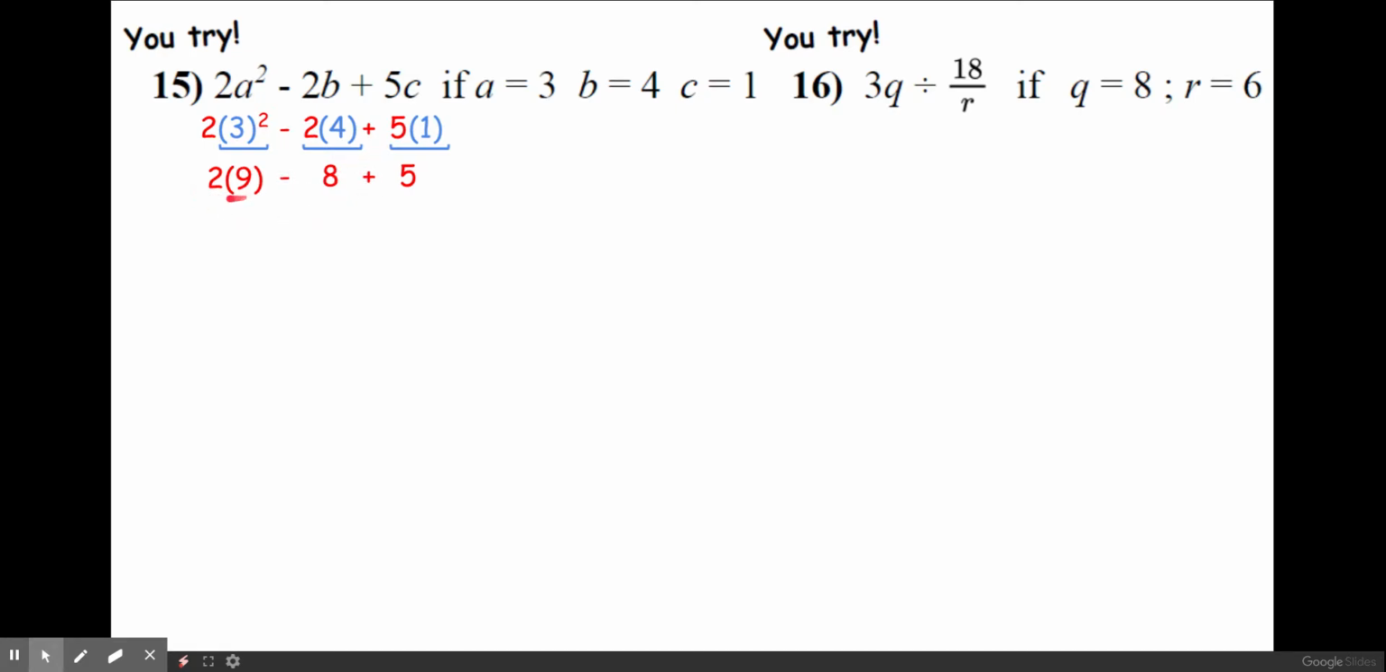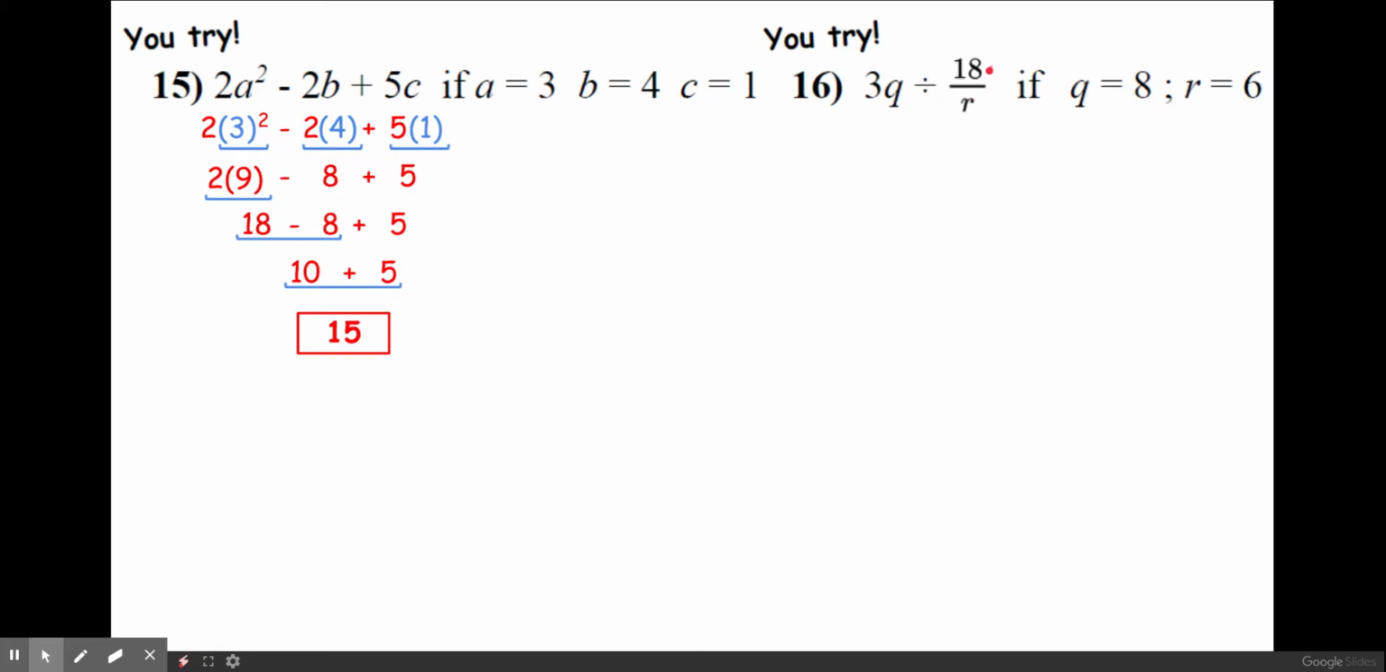Now we have to do multiplication. 2 times 9, which is 18. Bring down the minus sign, bring down the 8, bring down the plus, bring down the 5. Now we do subtraction. 18 minus 8 is 10. Bring down the plus, bring down the 5. 10 plus 5 is 15. Box your answer. And finally, number 16.